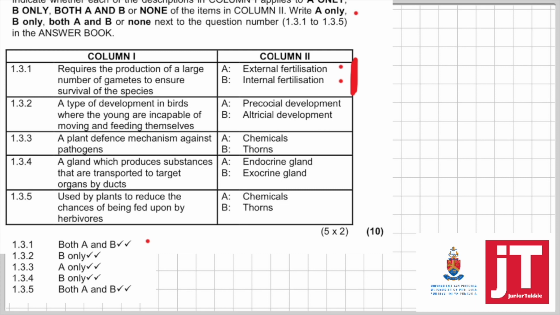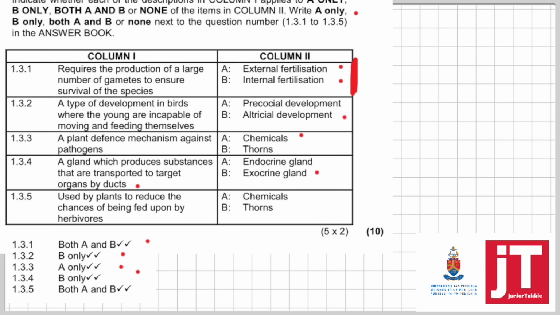1.3.2, a type of development in birds where the young are incapable of moving and feeding themselves. Are incapable, so that obviously is nidicolous, so your answer is B only. 1.3.3, a plant's defense mechanism against pathogens. Against pathogens, it will obviously be chemicals, so A only. 1.3.4, a gland which produces substances that are transported to target organs by ducts. So anything that has a duct will obviously be exocrine, so B only.